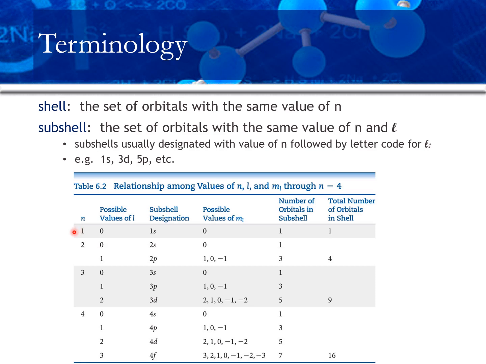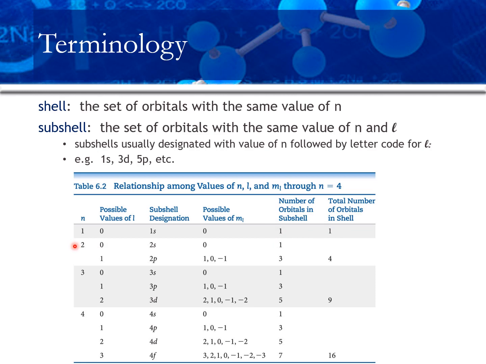So if n is 1, L can only be 0 because L, remember, can only go up to n minus 1, which means that the only subshell in the n equals 1 shell is the 1s subshell. Since L is 0, m sub L can only be 0. So since each set of 3 quantum numbers describes a separate orbital, the 1, 0, 0 orbital, that's only one orbital in the subshell, and that means there's only one orbital in the entire shell.